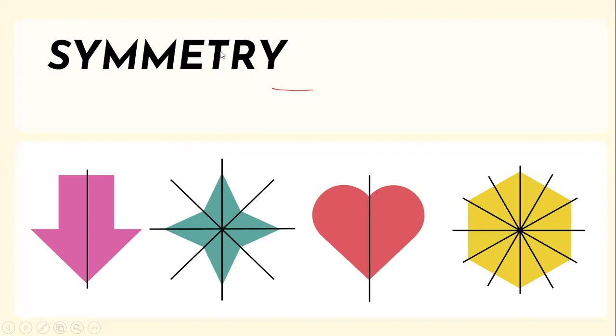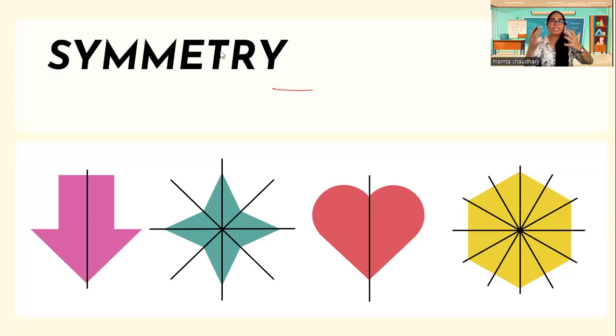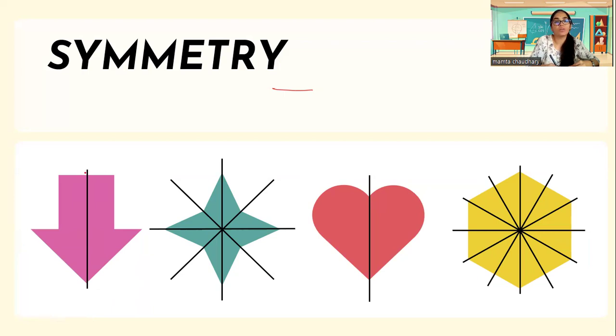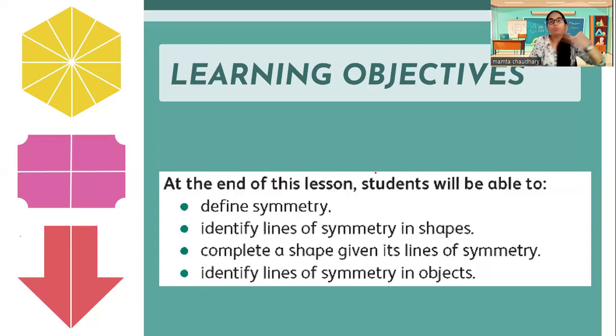Yes. So what is symmetry? First of all, what is symmetry? Here you can see a few shapes where you can find that if we fold these shapes like this, then what will happen? We will be able to get two identical shapes. So basically what is symmetry? If we are able to fold a shape so that we will get two identical shapes, then that is known as symmetry.